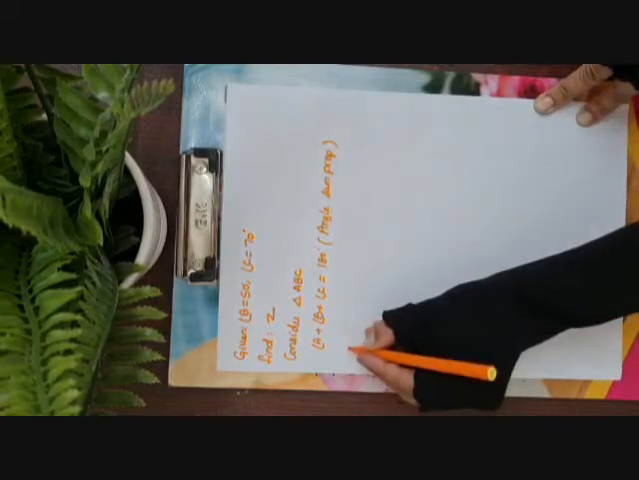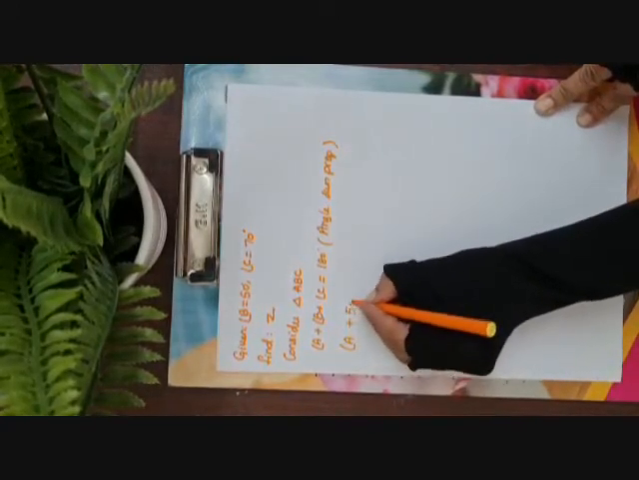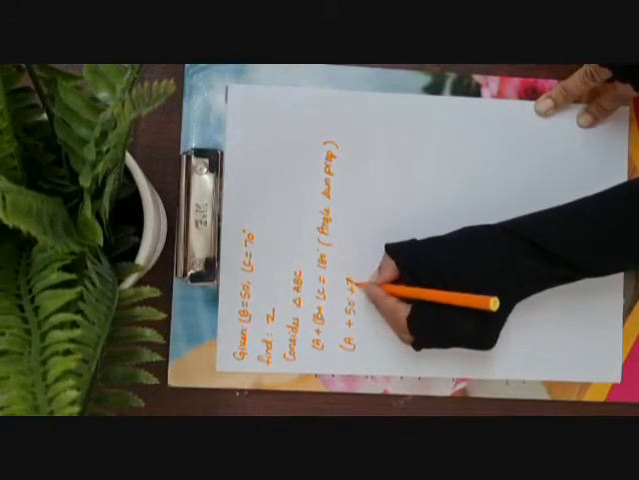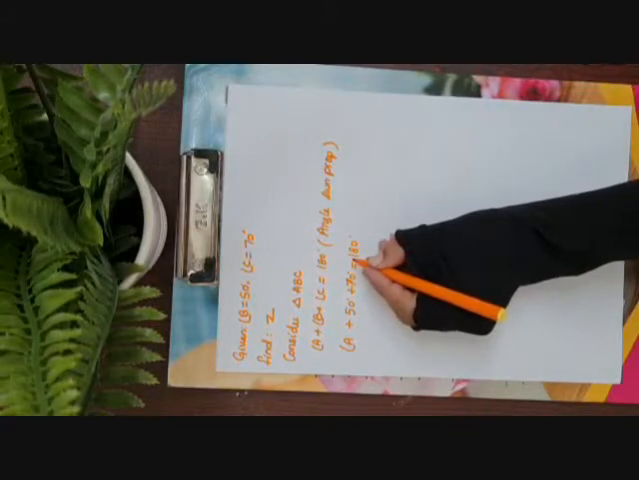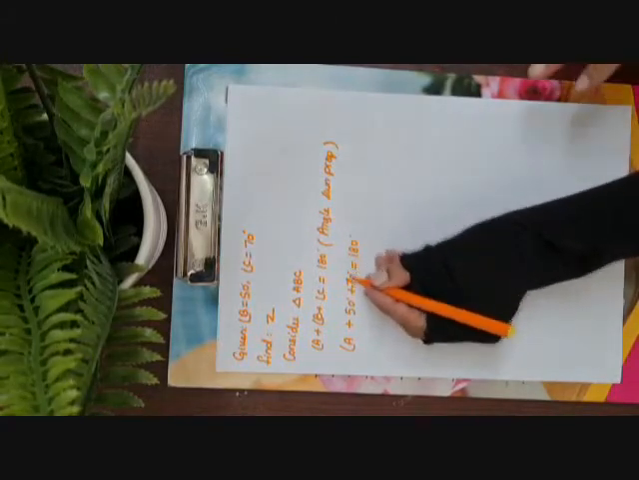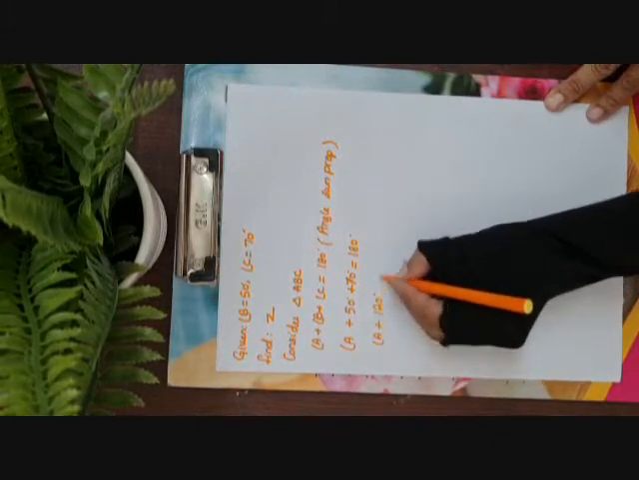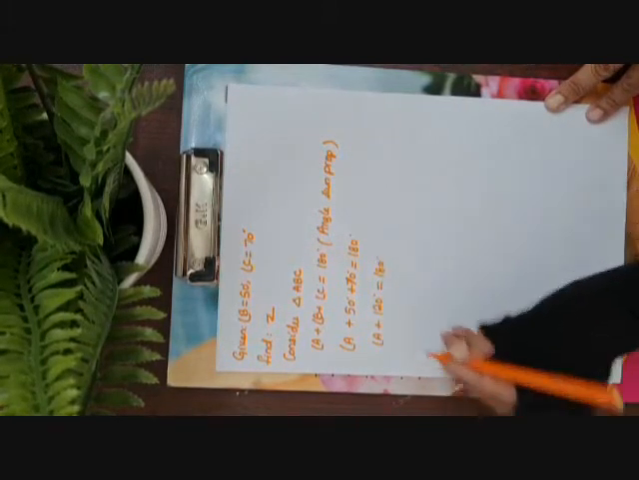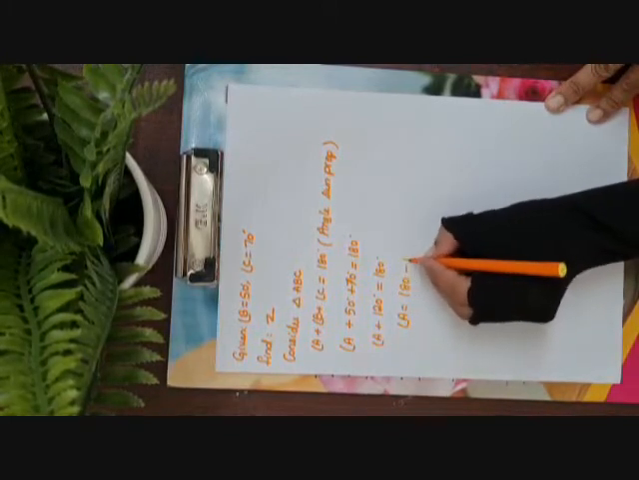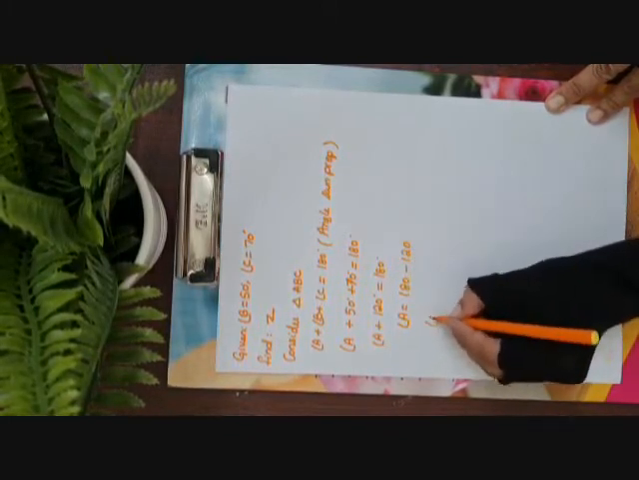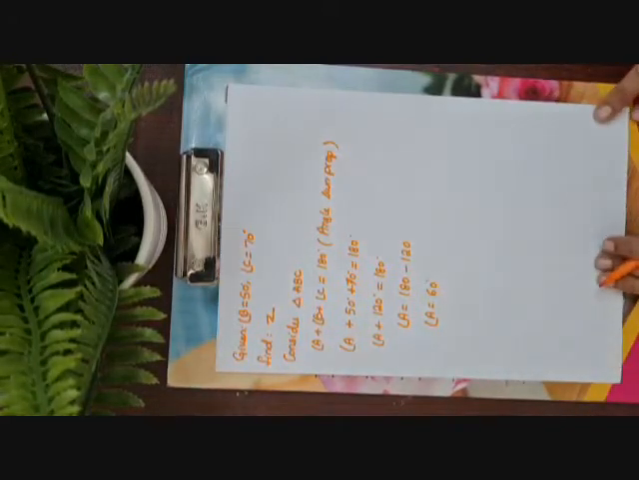Yes, children? What is the measure of angle A? We don't know. Angle B is given to us as 50 degrees and angle C is given to us as 70 degrees. So the sum is 120 degrees. Angle A plus 120 degrees is equal to 180 degrees. Angle A will be equal to 180 minus 120. So angle A is nothing but 60 degrees. Okay, is that clear, children?